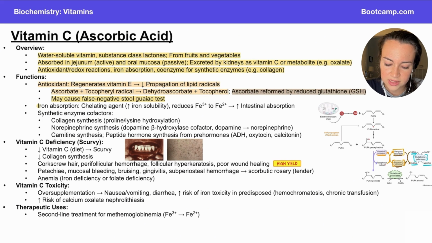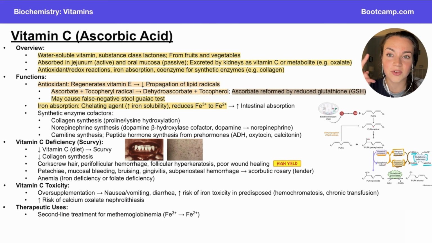One other function of vitamin C is its role in iron absorption. Vitamin C will act as a chelating agent, which will promote the solubility of iron, as well as reduce the Fe3+ form, or the ferric form of iron, to the Fe2+ form, or the ferrous form of iron.